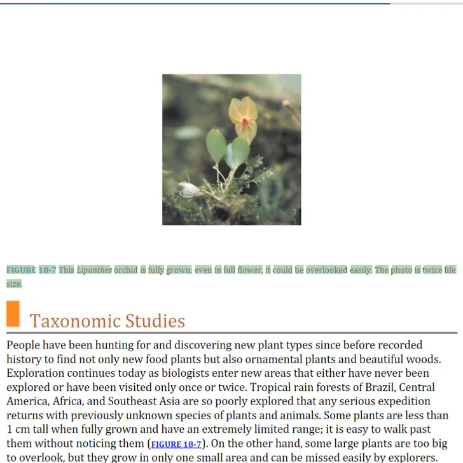Figure 18-7. This Lepanthes orchid is fully grown. Even in full flower, it could be overlooked easily. The photo is twice life-size.